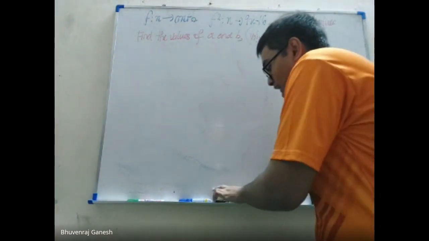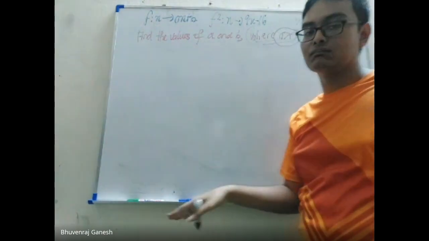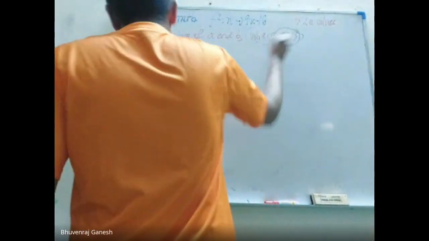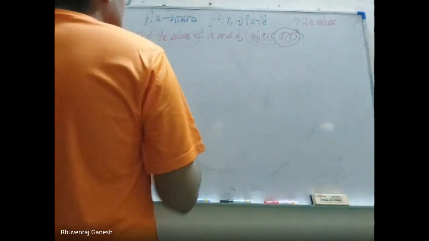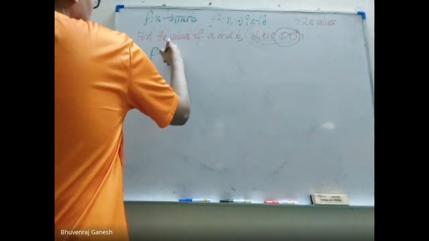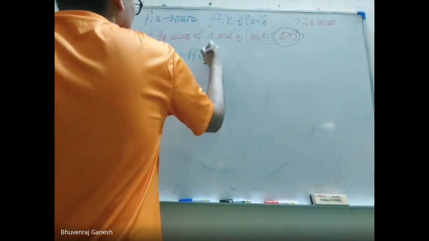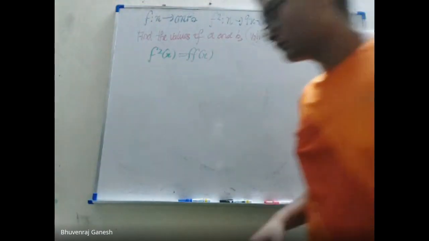Why do I say reject and accept? Because they say A must be greater than 0. So if I get a negative number, I'm not going to say that's my answer. So this is why they add this condition. So what I'm going to do is, f squared x is f f x. So this is the thing we learned just now.